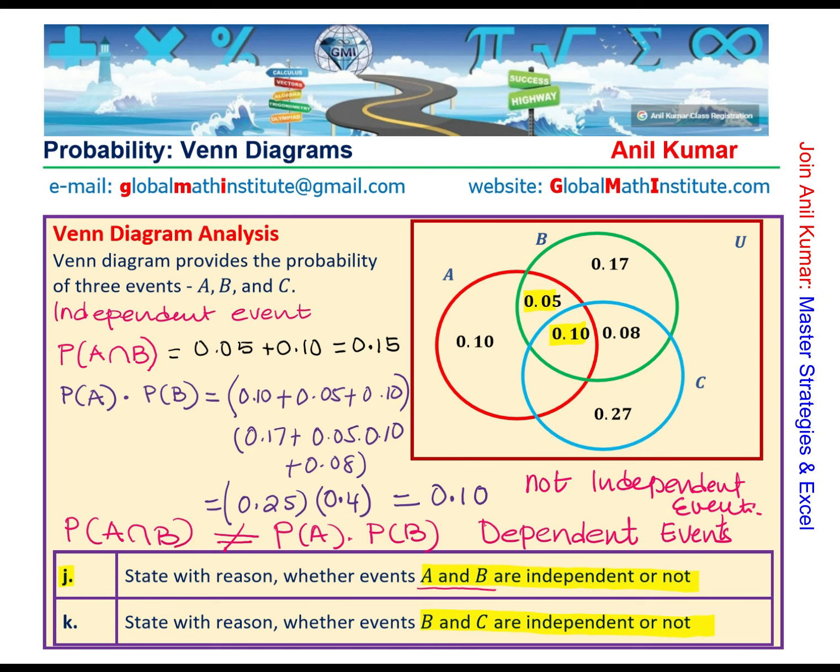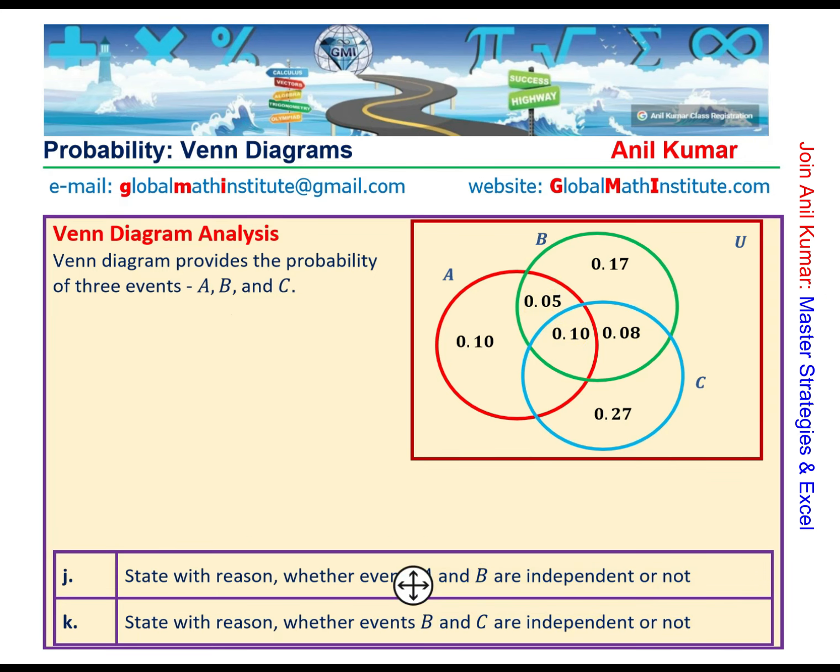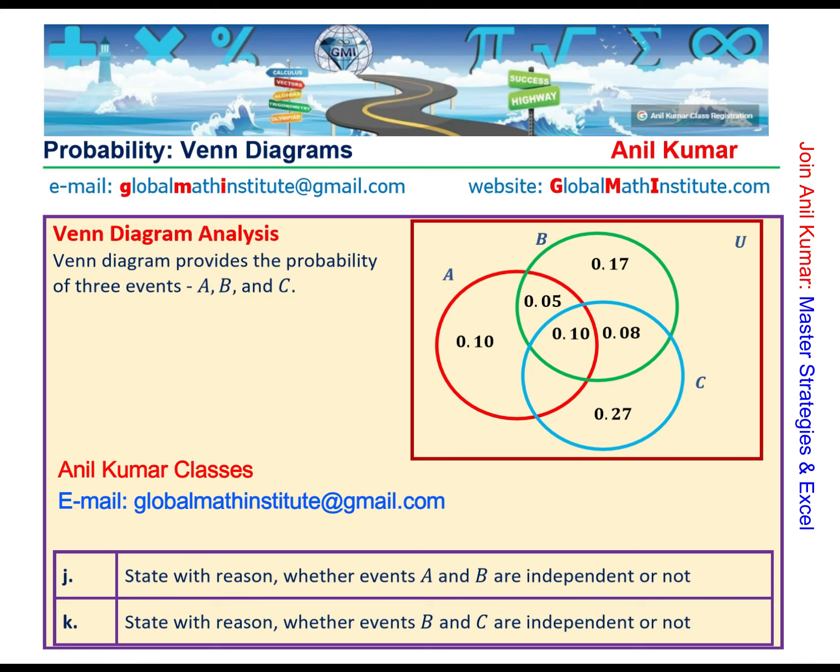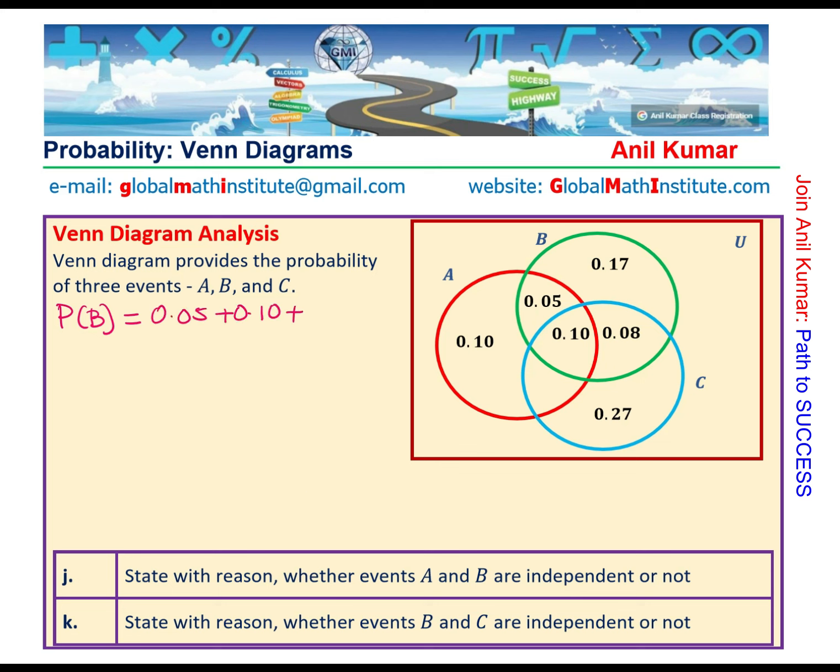Okay. Now let's take up the other case, which is to state the reason whether B and C are independent or not. So a better way could be to first find probability of B, right? So probability of B is to add all those things which we did earlier: 0.05 plus 0.10 plus 0.17 plus 0.08, and we got that as 0.40. Correct.